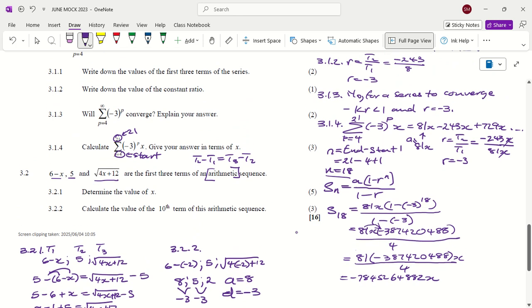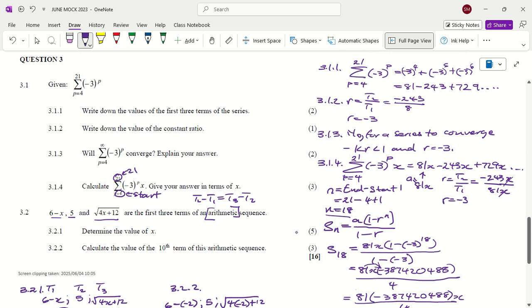Okay, as you are marking, after marking, I'll call you one by one. Just make sure you have your mark for question 3, your mark for question 2, and your mark for question 1, separately. Okay, sharp.